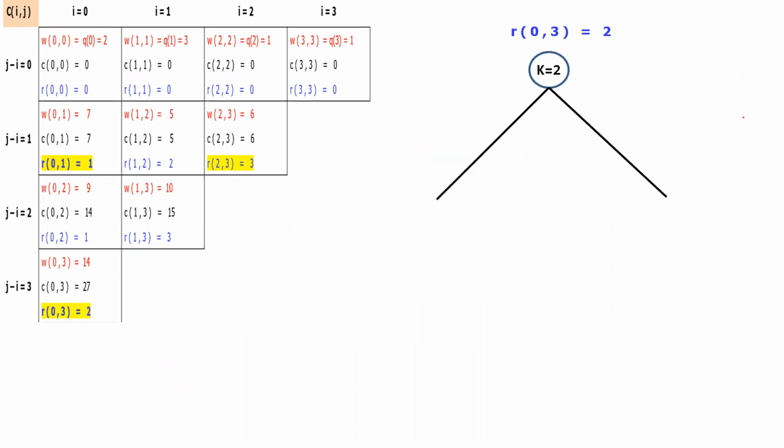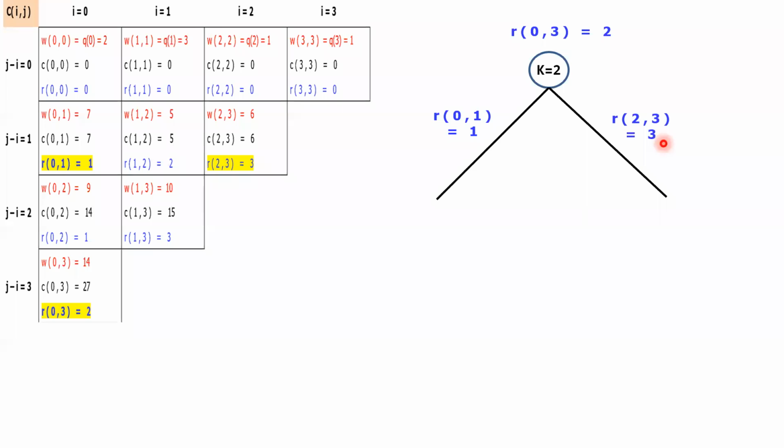So I have written R of 0, 3. I have divided into i, k minus 1 to the left, and k, j to the right. Now, what is R of 0, 1? Check the table. R of 0, 1 is 1. R of 2, 3, the value is 3.